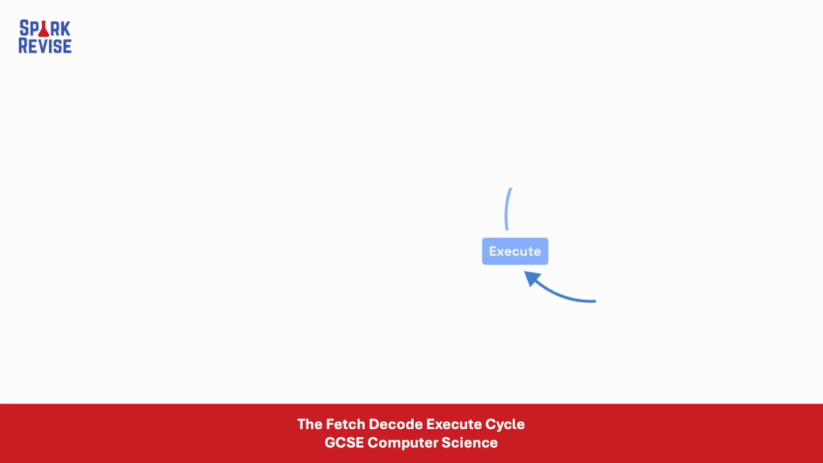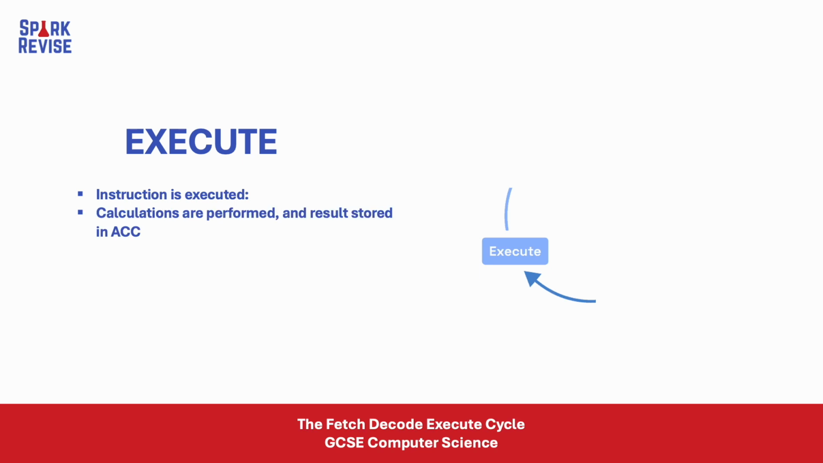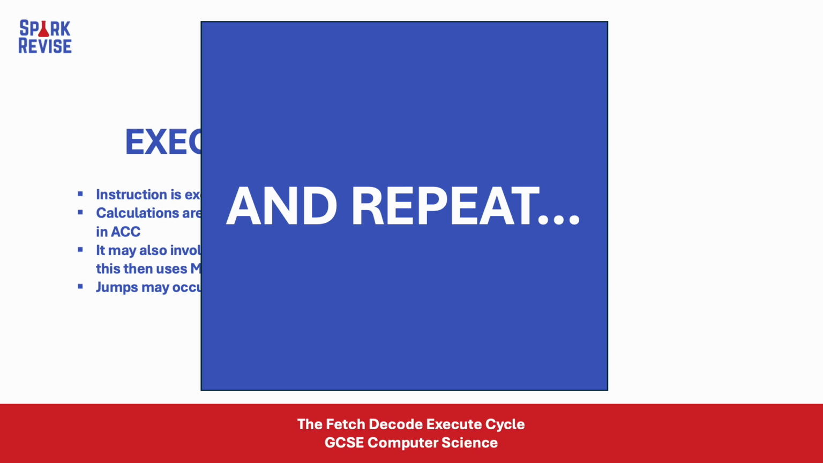Once the CPU understands the instruction, it moves on to the final stage, which is execution. The execute stage is where the CPU carries out the instruction. Depending on the type of instruction, different actions may occur. If the instruction involves a calculation, the ALU performs the operation, storing the result in the accumulator, or ACC. If the instruction requires storing data into memory, the memory address is placed in the MAR and the data is transferred to the MDR. Once the execution is complete, the CPU moves back to the fetch stage and the entire cycle repeats. It repeats continuously, processing billions of instructions per second.